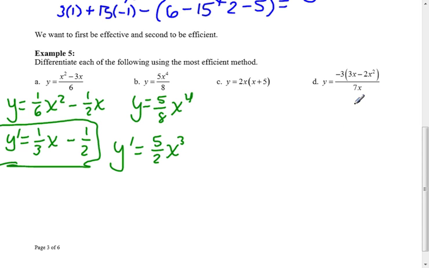Alright, and you guys go ahead and do these ones. So maybe, just maybe, it would be quicker to multiply this out first than it would be to do the product rule. But that's something that you get with practice. So that's what I need you guys to do, is just practice.